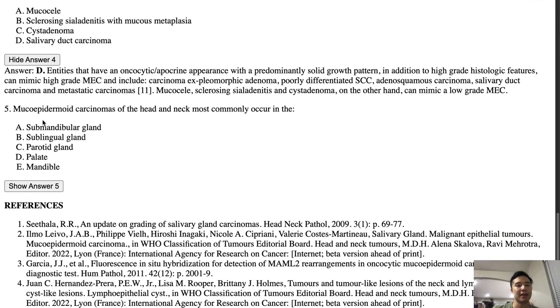Mucoeps of the head and neck most commonly occur in, I think it's the parotid gland.